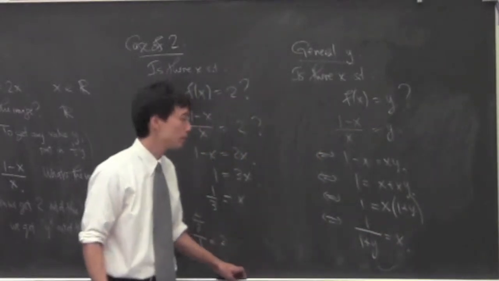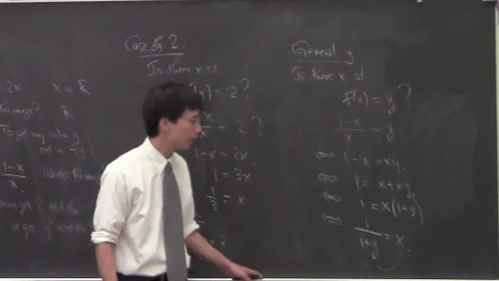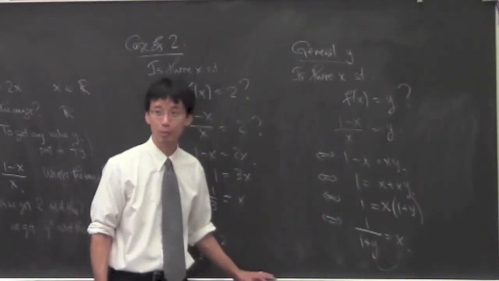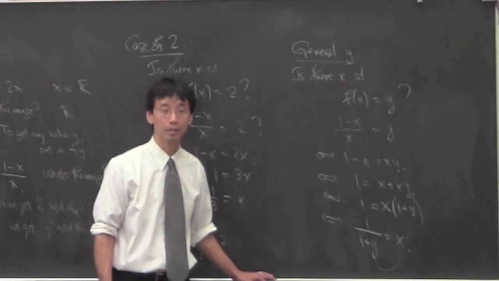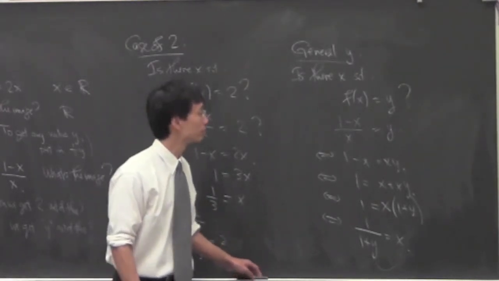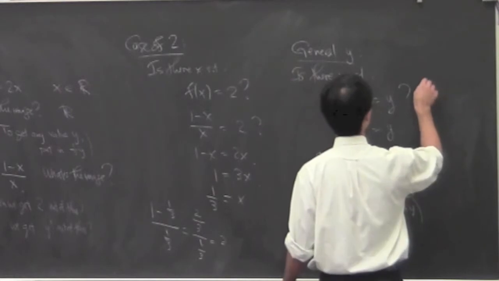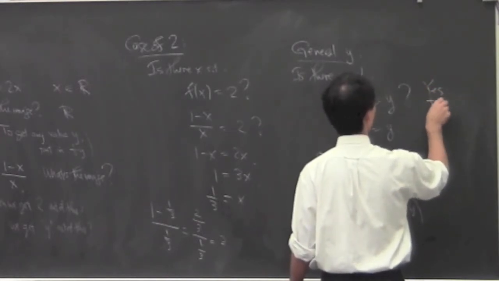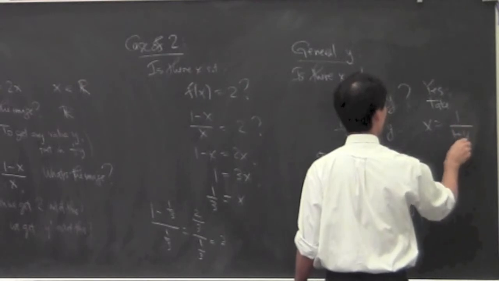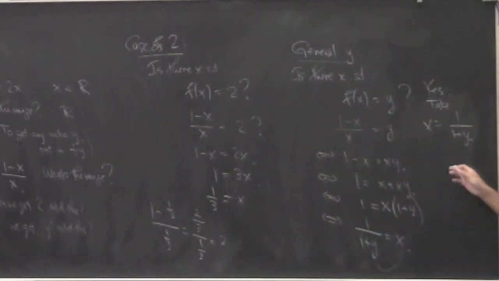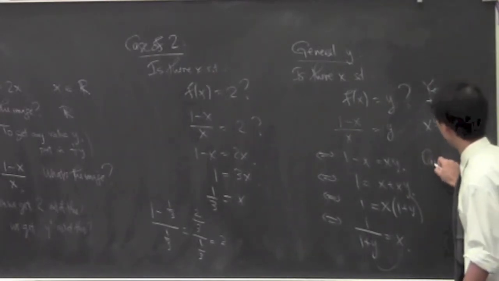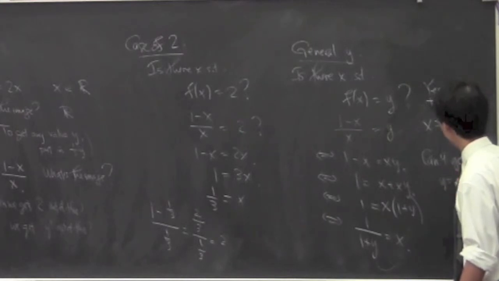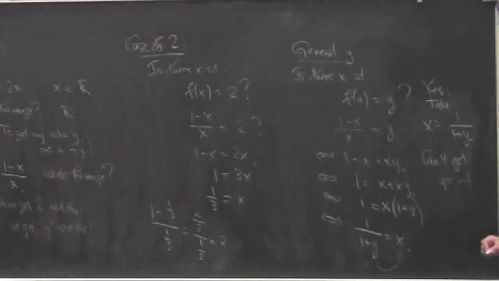So that tells you that in order to get y out of this, we need to feed it 1 over 1 plus y. So take x to be 1 over 1 plus y, and you see what y we cannot get. What y can't we get? If y is -1, we can't get y equals -1, but we can get everybody else. For any other number, just take x to be 1 over 1 plus y, and we'll get y.